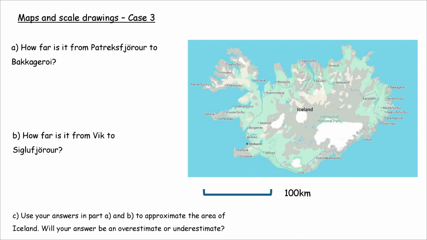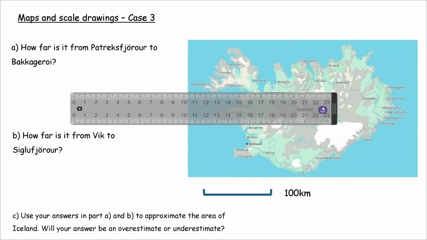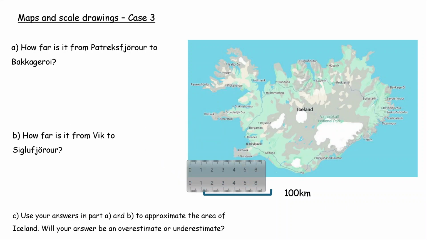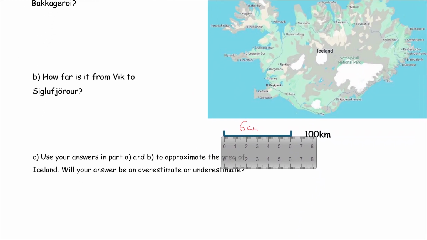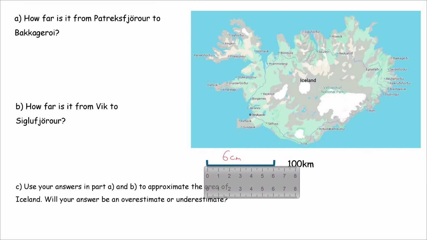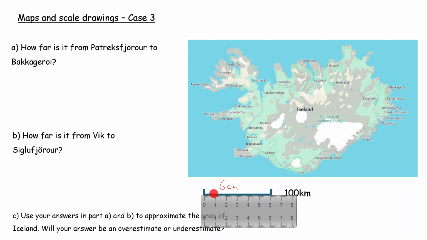So the first thing to do is to get out our ruler and measure the distance of this line here. Let's just make this a little bit shorter because it's way too long. We're saying from 0 up to 6, this line has a length with our ruler of 6 centimeters, and that is equivalent to 100 kilometers in real life. Okay, so 6 centimeters is the same thing as 100 kilometers in real life.